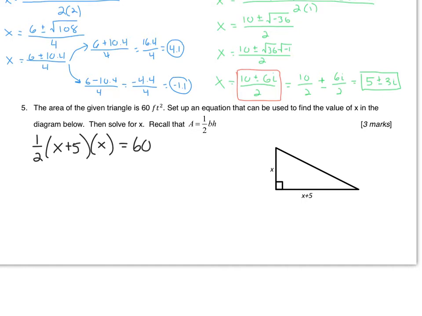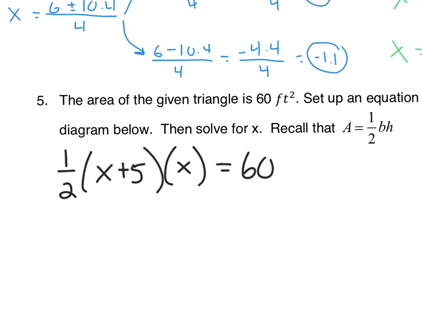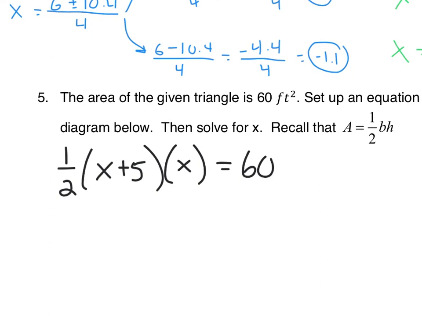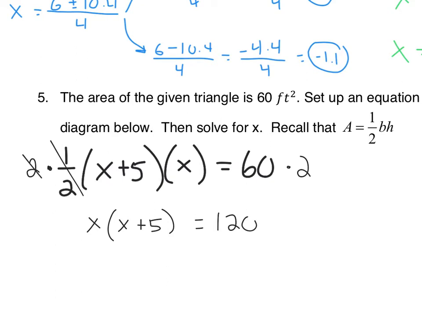All right, I'll zoom in so we can work on this, and I'm going to ask you to recall a couple things about algebra. If I want that 1/2 gone from this side, I'll get rid of it by multiplying both sides by 2, right? Because multiplying by 1/2 and multiplying by 2, those things cancel. Then we end up with, I'll rewrite this, x times x plus 5 equals 60 times 2, which is 120. I rewrote this with the x out front so I'm more inclined to see the opportunity to distribute. x times x gives me x squared, x times 5 gives me 5x, and that's equal to 120.